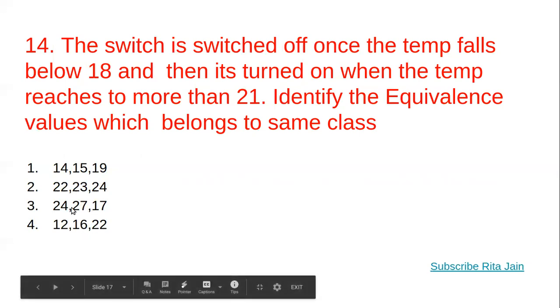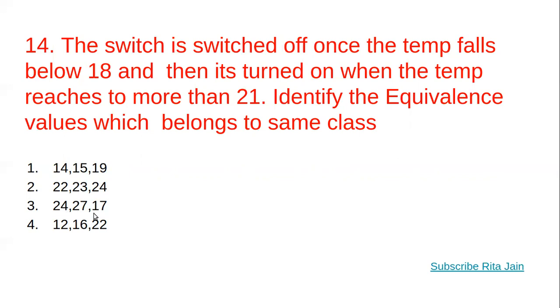If you closely watch options 3 and 4, you will observe the data values here belong to two ranges. So only the second option has the values which belong to one class, that is above 21. So correct answer should be 2.